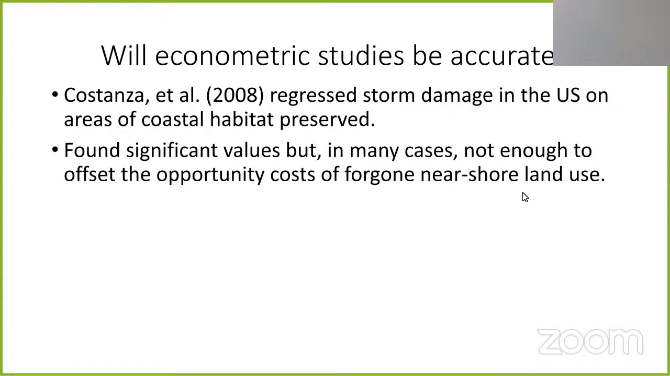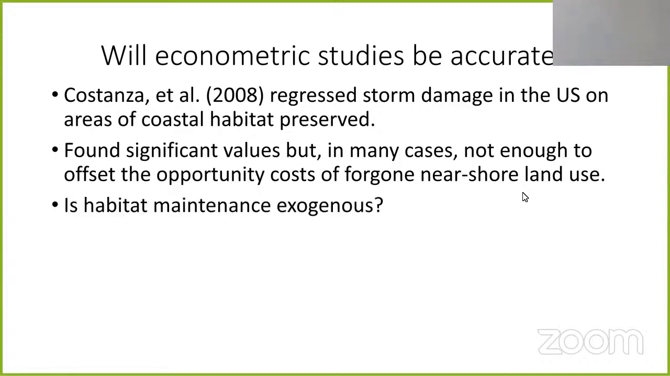They found significant values, but in many cases, it wasn't enough to offset the opportunity costs of nearshore land use. I should have looked up the numbers before coming in, but they came up with some fairly substantial values. I think in some areas, it was on the order of $1 million US per hectare of land. But if you think about the coast of New Jersey, coast of New York, coastal areas in Connecticut, US states in which, I don't know if many of you are familiar with US geography, the coastal areas of Connecticut is where the rich people in New York have their houses. So as you can imagine, the opportunity cost of not having a beachfront home exceeded the coastal storm protection values that Costanza and his co-authors found. So they did not necessarily find that they had come up with a compelling argument.